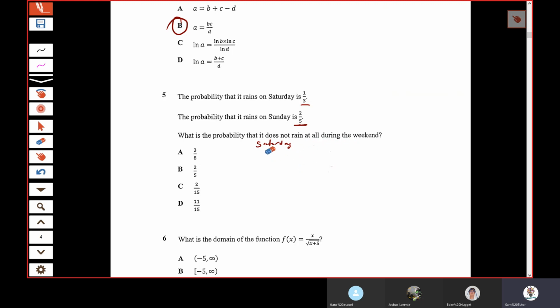Hold on, let's read this again. Probability it rains on Saturday is 1/3. The probability it rains on Sunday is 2/5. But the probability it does not rain at all during the weekend. It does not rain on Saturday. That will be 2/3 of the time. Saturday. And it can't rain on Sunday.